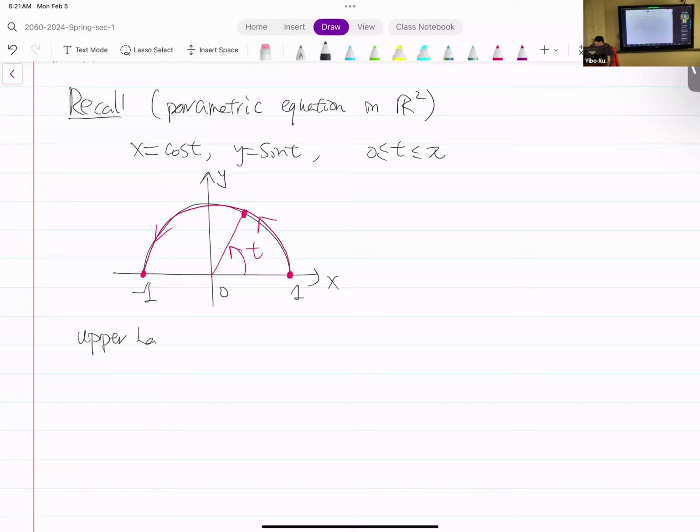Upper half. This is the upper half of a circle. Okay. And for whatever red point right here, this is the point cosine t, sine t. Right. So that t is exactly the counterclockwise rotation angle, starting from the direction of the x-axis. You're just moving along this semicircle.